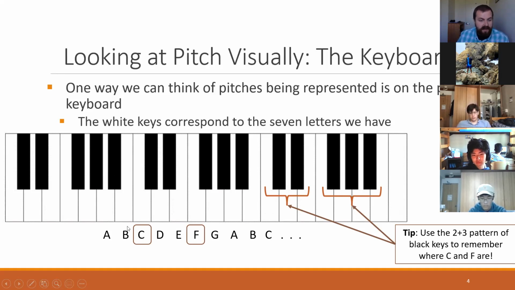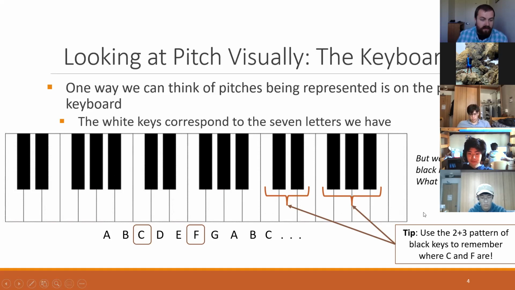Any questions about how we label our keys here? Like I said, it is consistent, it does repeat. So every C is going to be in the same place, whether it's here or here or here. They're all going to be C's. Same with A's, same with F's, same with everything. It just repeats over and over again. Okay, let's go ahead and continue looking at this a little bit more.